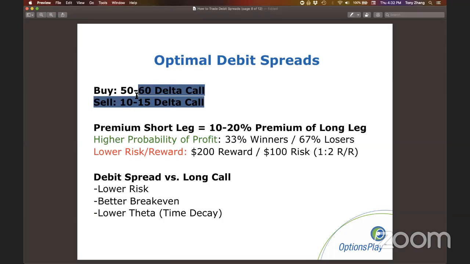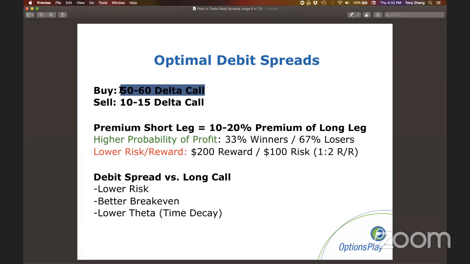And the reason we sell a 10 to 15 delta call against that is because we want to sell a call that, number one, brings in enough premium to offset the cost of the long call, but we also don't want to cap our profits too early. That's why we look at 10 to 15 delta, meaning there's only a 10 to 15% chance that the stock will hit that price or go higher above that price. So we want to find the right balance between a strike that's high enough that it doesn't cap our gains too much, but at the same time brings in enough premium to offset a significant portion of the long leg.